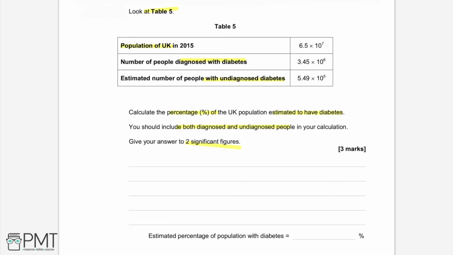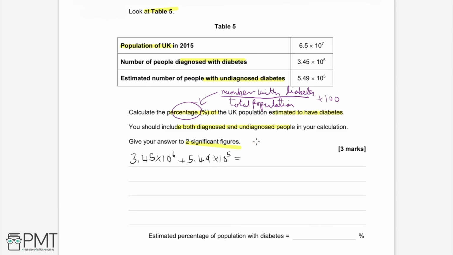Let's think about what we're trying to find. The percentage of the population with diabetes is the number with diabetes divided by the total population, multiplied by 100. To find this, we need to first work out the total number of people with diabetes. This is the sum of those with diabetes that are diagnosed and those that are estimated and undiagnosed. Adding those together, and we can do this with standard form using our calculators, gives us an answer of 3.999 times 10 to the 6.